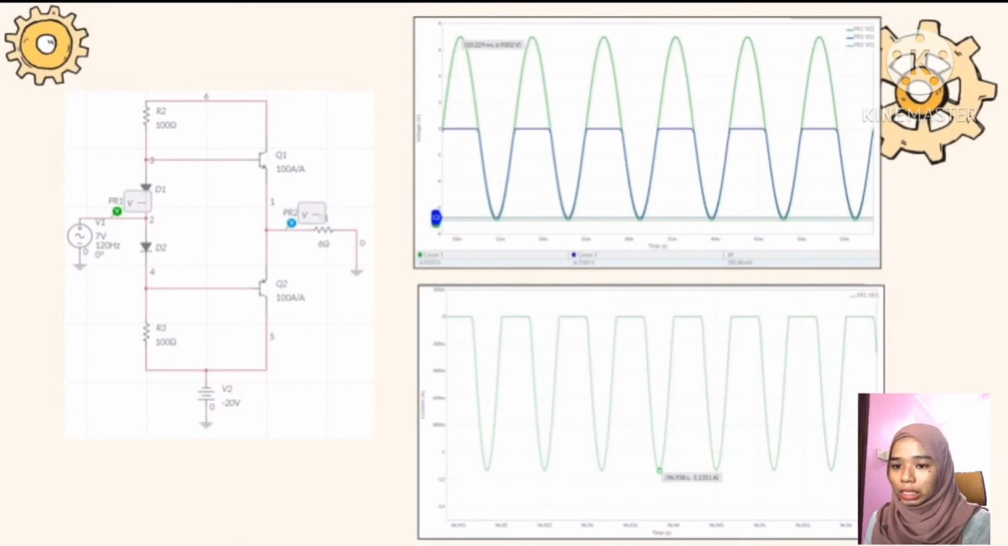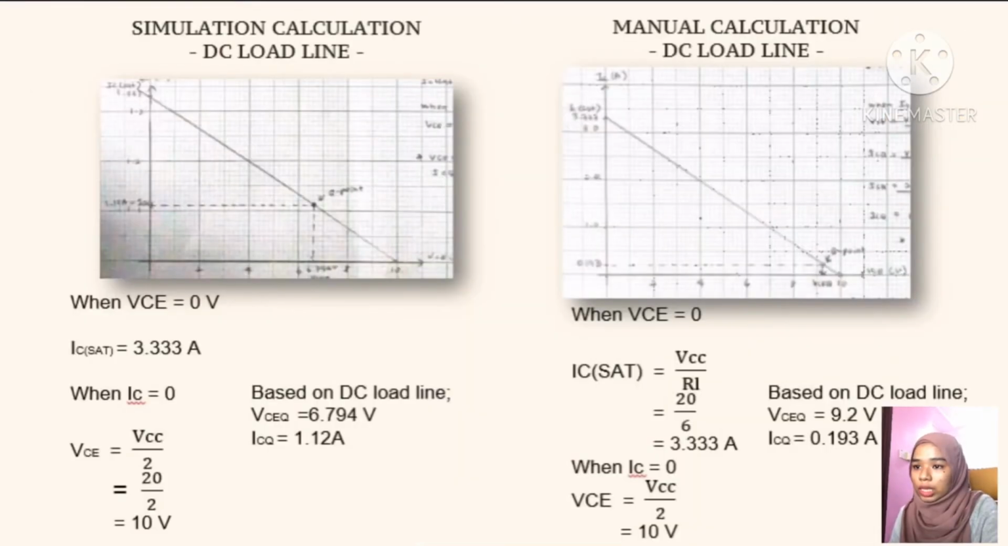For the next circuit, its VCC is negative 20 volts. It will conduct current only for transistor Q2. Same as before, it will produce a half negative cycle for the output voltage and load current. So its input voltage is negative 6.9333 volt, the output voltage is negative 6.7810 volt, and the load current is negative 1.1351 ampere.